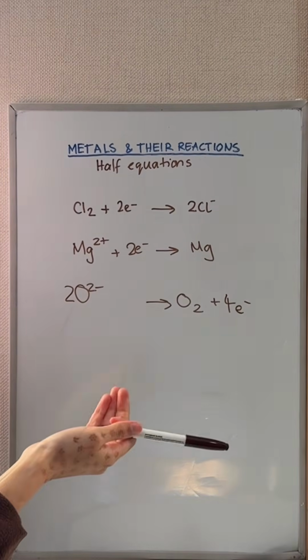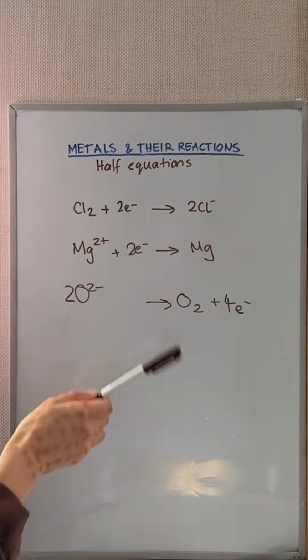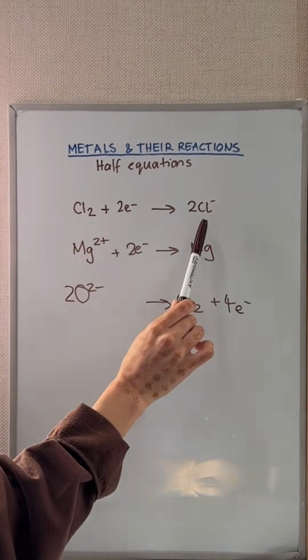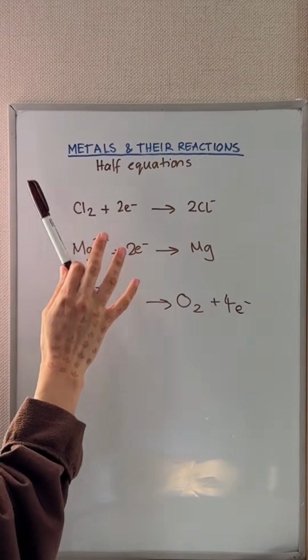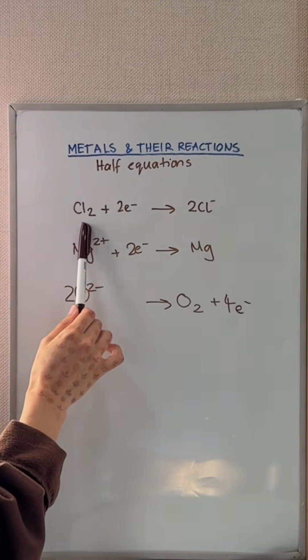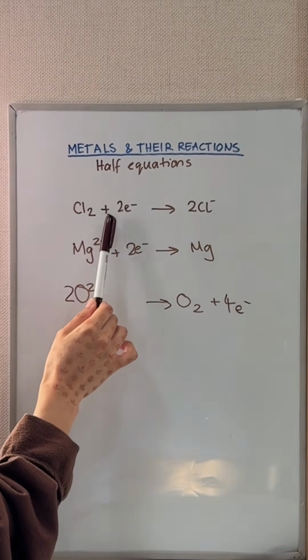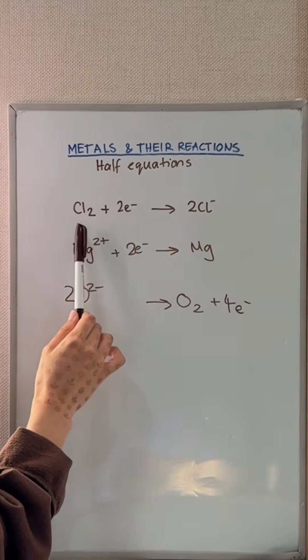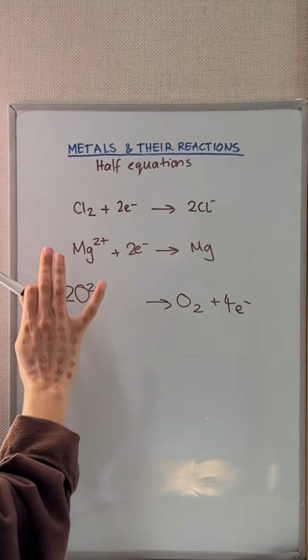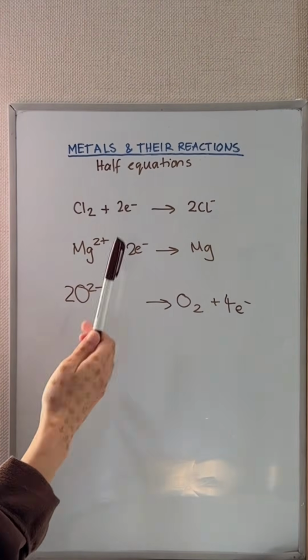So here are three examples of what a half equation will look like where I'm only showing what is happening to one element only. So in the first example, I'm only showing what's happening to chlorine. So here your chlorine element, which is a molecule, receives two electrons to become two chloride ions. So the only thing I'm involving is my single element, which is chlorine.